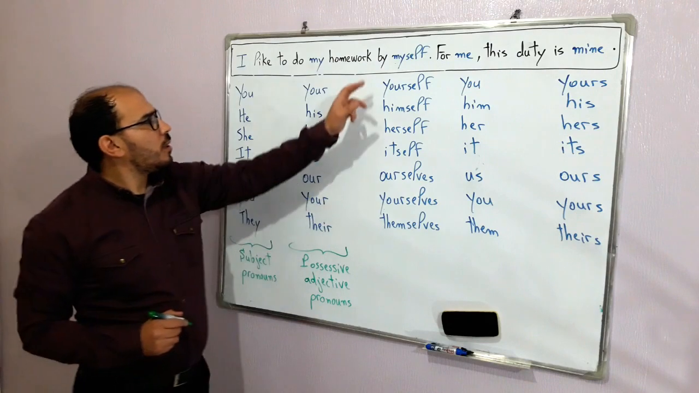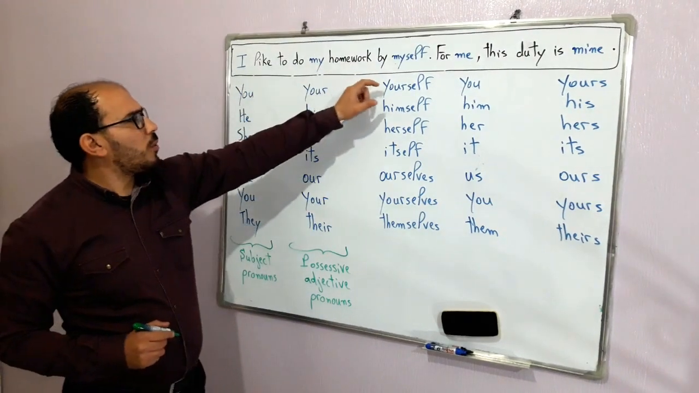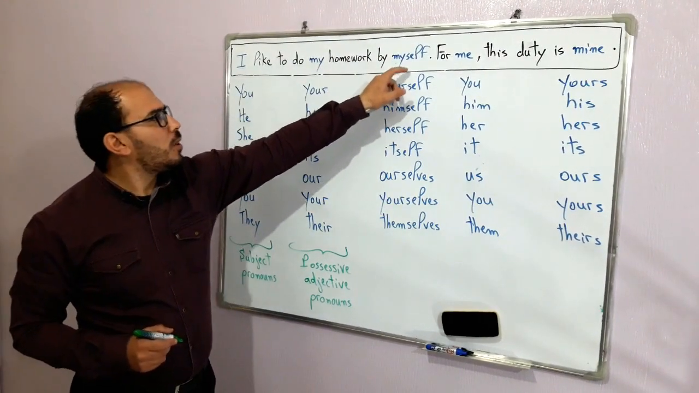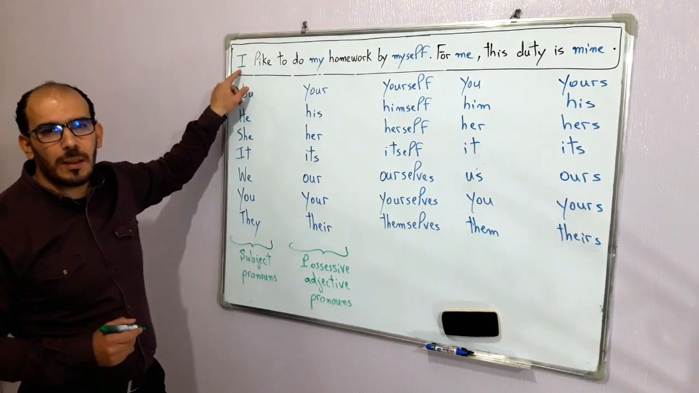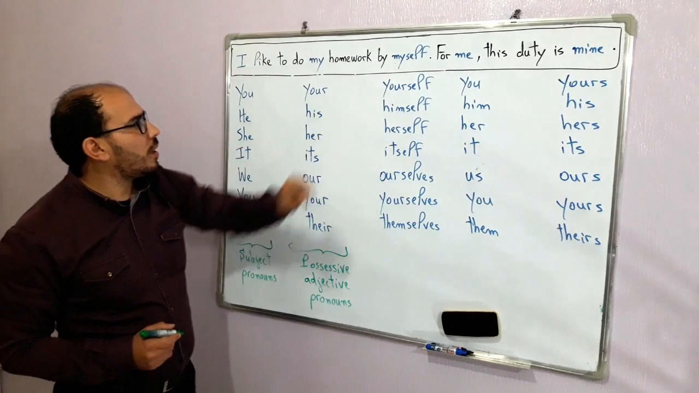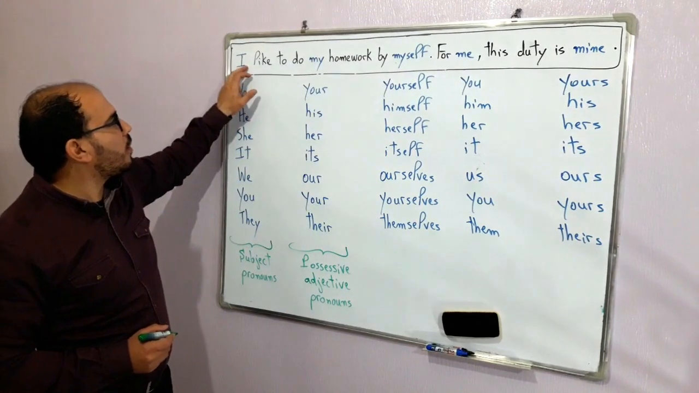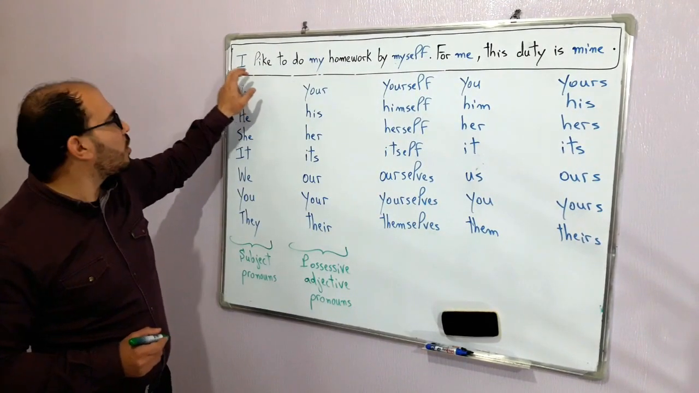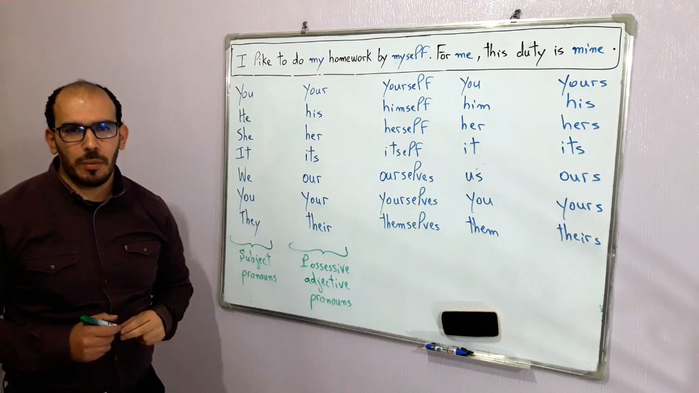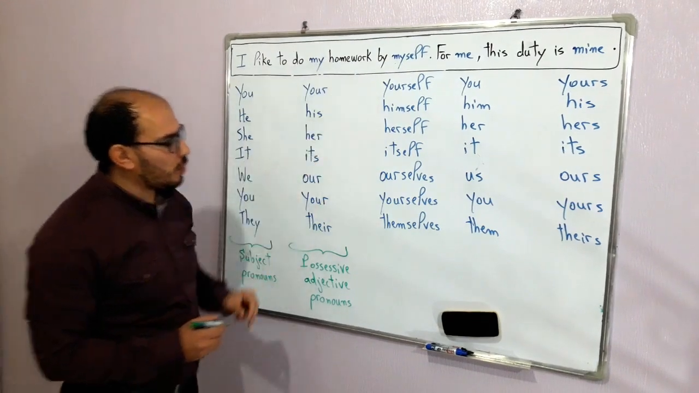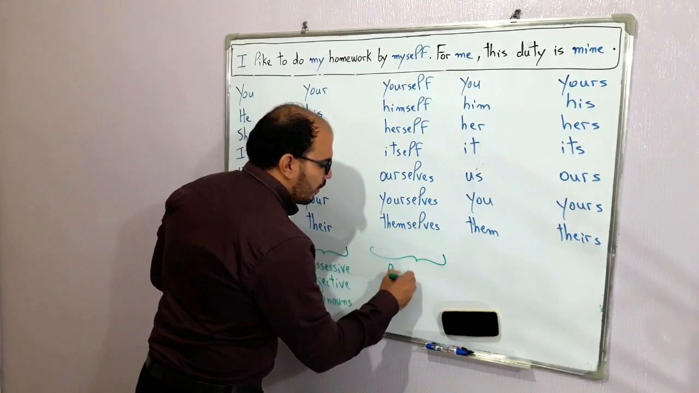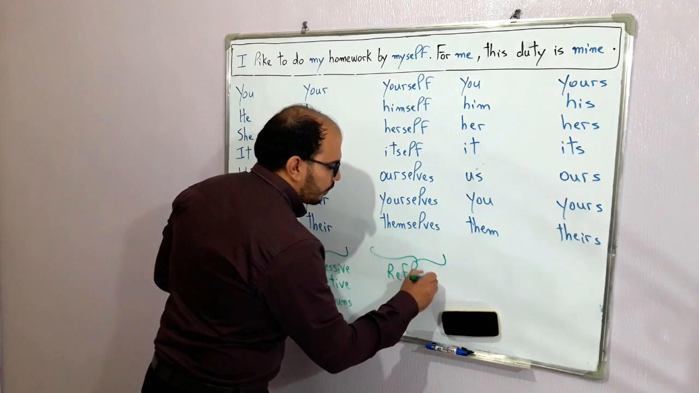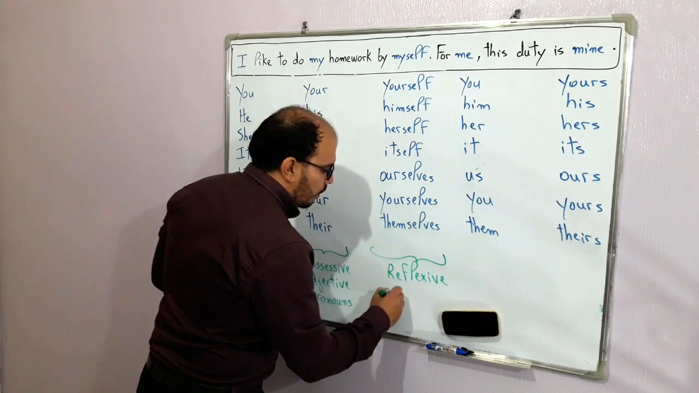For the next, when I say I like to do my homework by myself, myself in this case refers back to the subject. So it is a reference or a reflection to the subject, the person who does the action. So that's why we call these kind of pronouns reflexive pronouns.